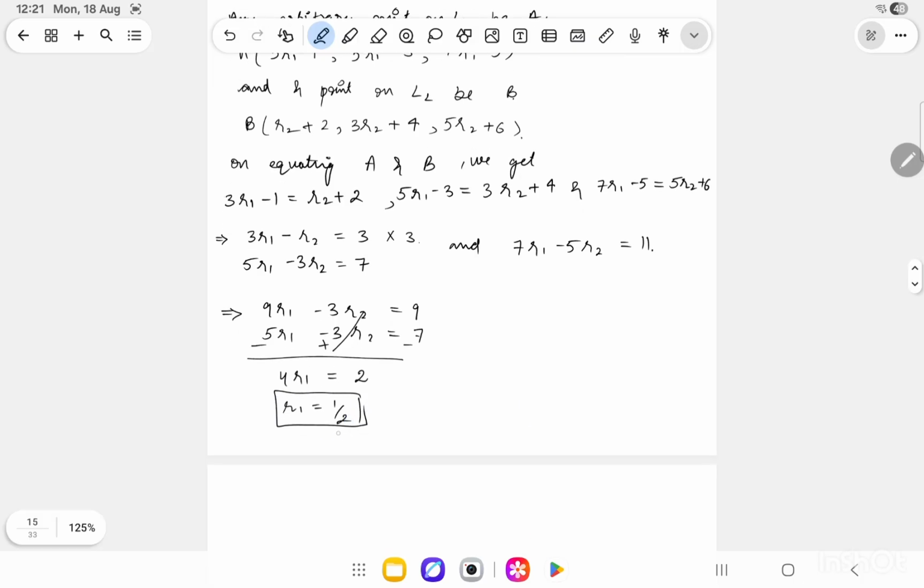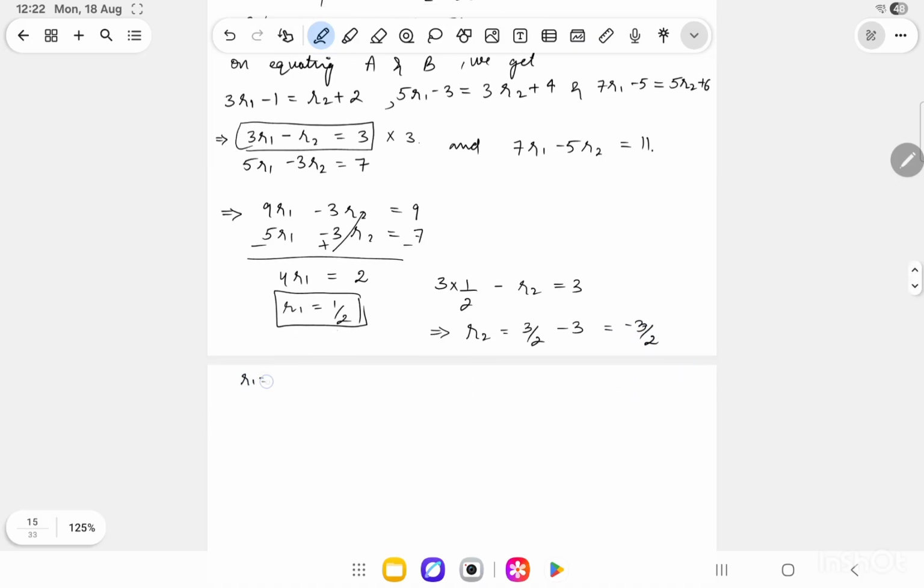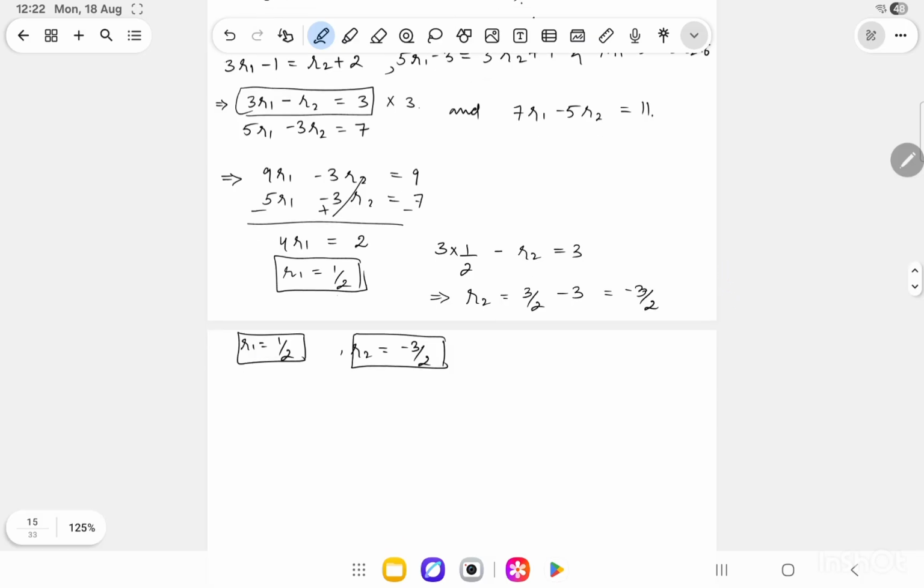Now substituting this value of R1 here in this equation, I will get 3 into 1 by 2 minus R2 equals to 3. So from here I got my R2 as 3 by 2 minus 3, which is equals to minus 3 by 2. So my R1 is 1 by 2, my R2 is minus 3 by 2. Now I'll substitute these values of R1 and R2 in this equation, and we'll see if this satisfies the equation, because only then we'll get an intersecting point.